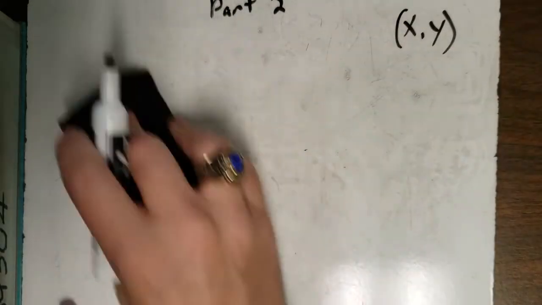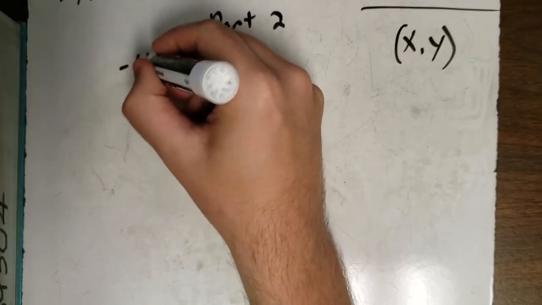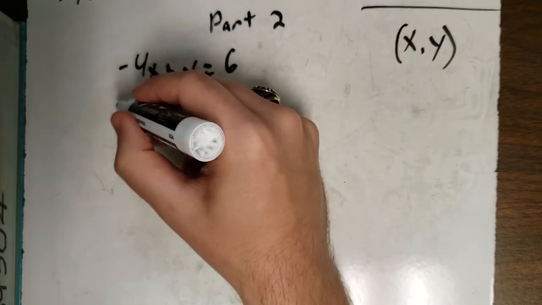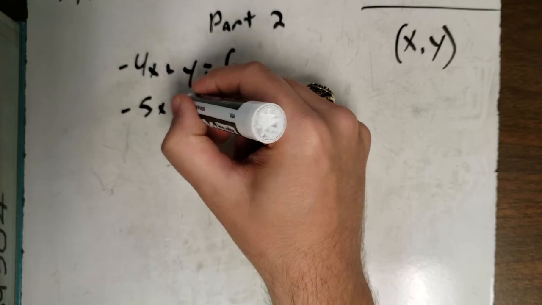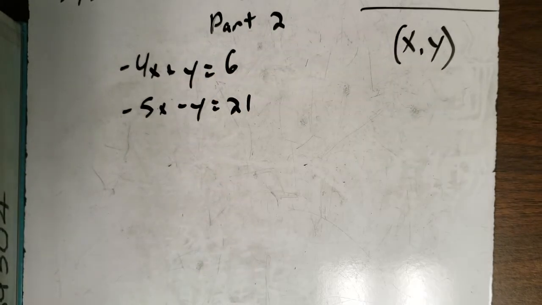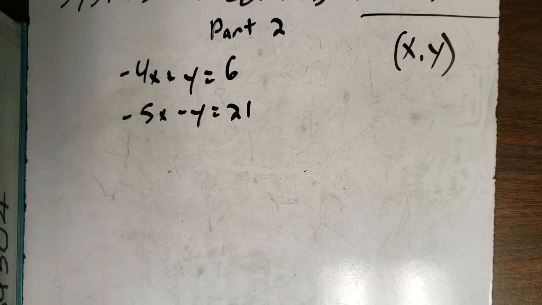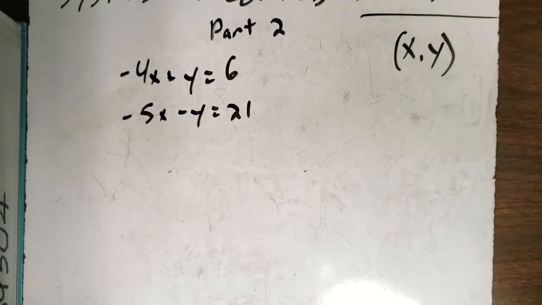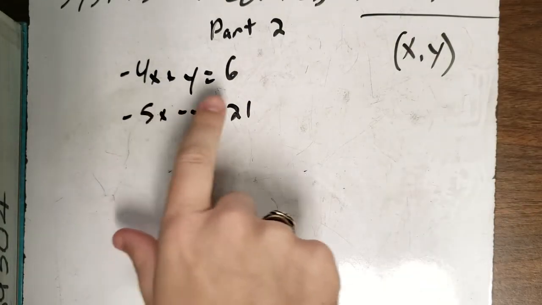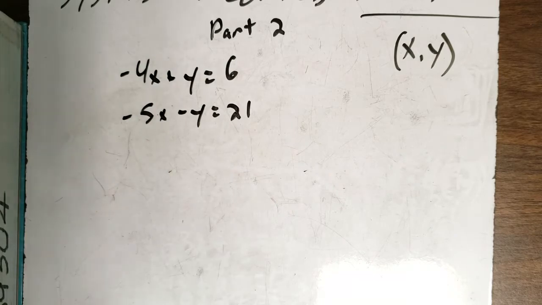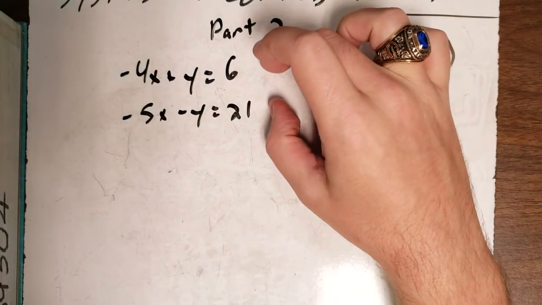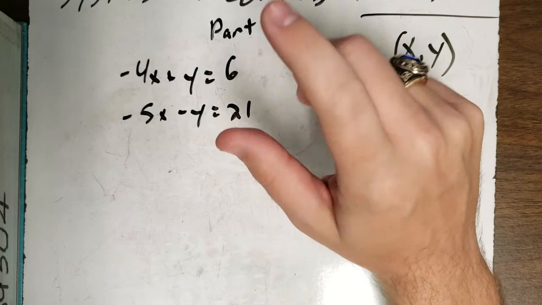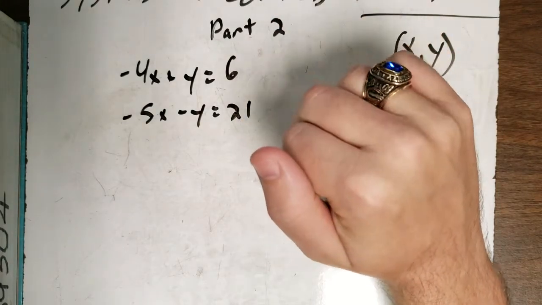-4x plus y equals 6. And then -5x minus y equals 21. That's our problem. Now, you see already a difference in how this looks compared to our other problems, correct? You see that our x's are not by itself, right? Each equation, -4x plus y equals 6, -5x minus y equals 21. The y or x is not by itself yet, so it's our job. We have to get one of these by itself first.